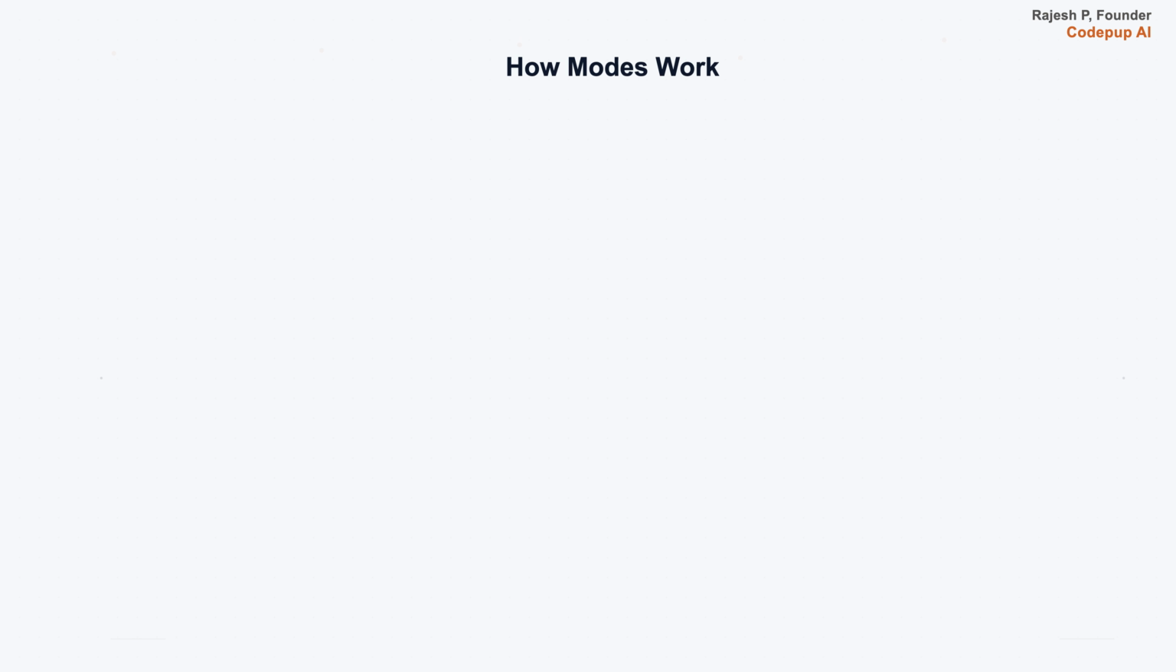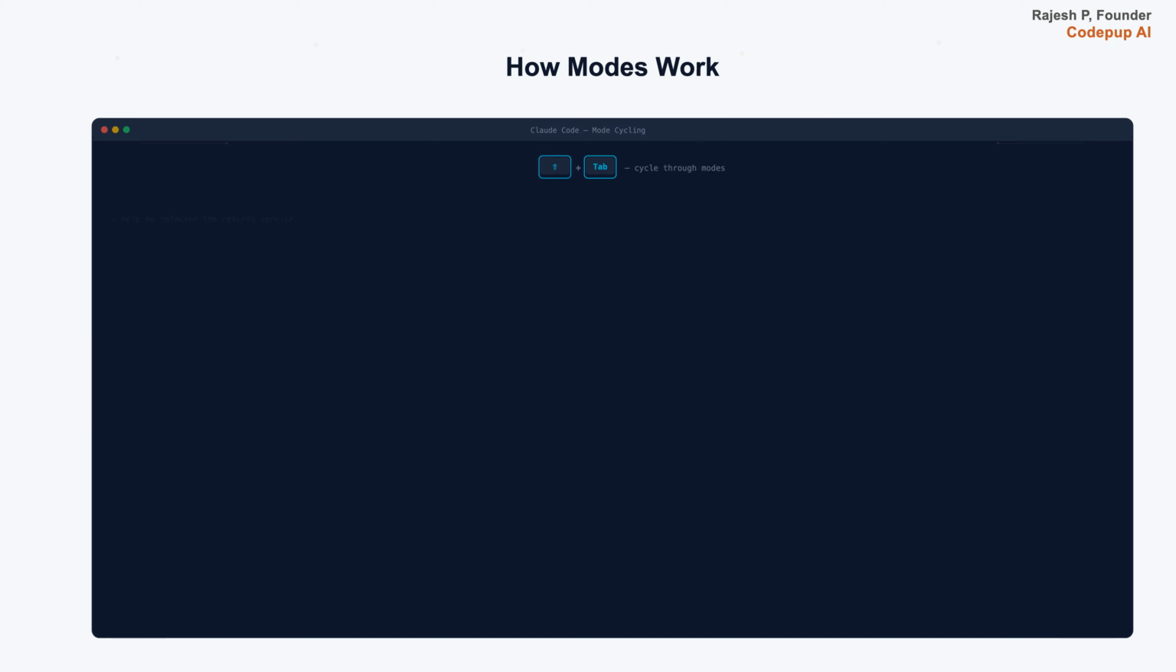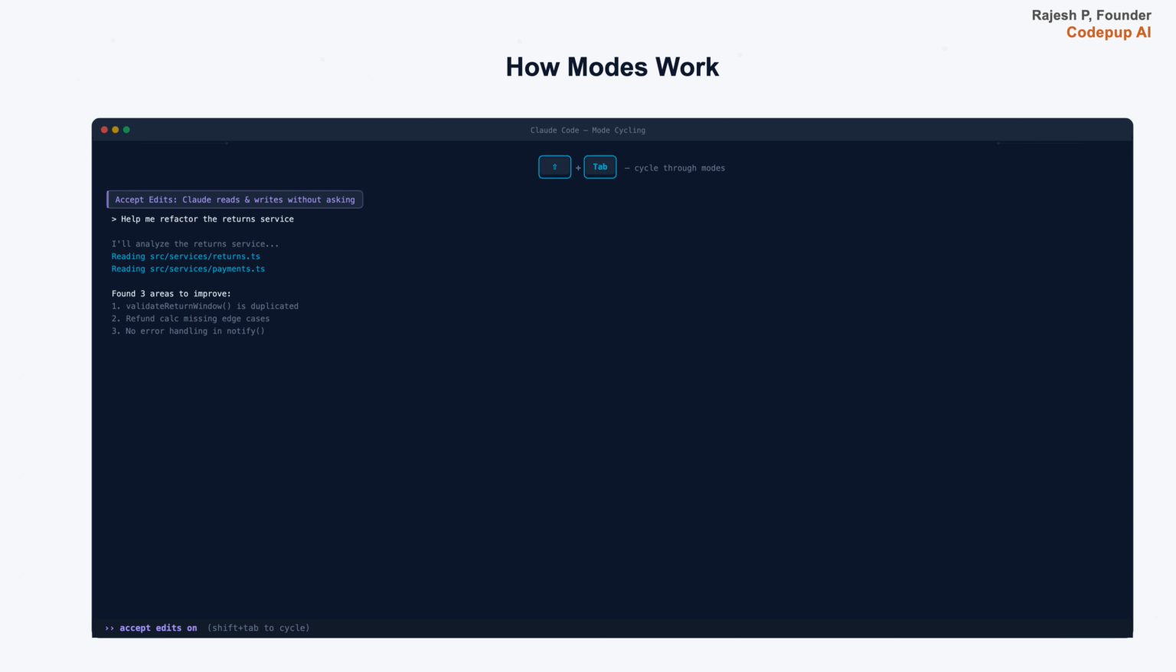Here's how the approval flow works. At the bottom of Claude Code, you'll see a mode indicator. Press Shift-Tab to cycle through 3 modes. Default mode has no indicator. That's where Claude asks permission for every action. Shift-Tab once, and you get Accept Edits on. Now Claude reads and writes files without asking. You're still watching, but you're not clicking Approve on every single change.